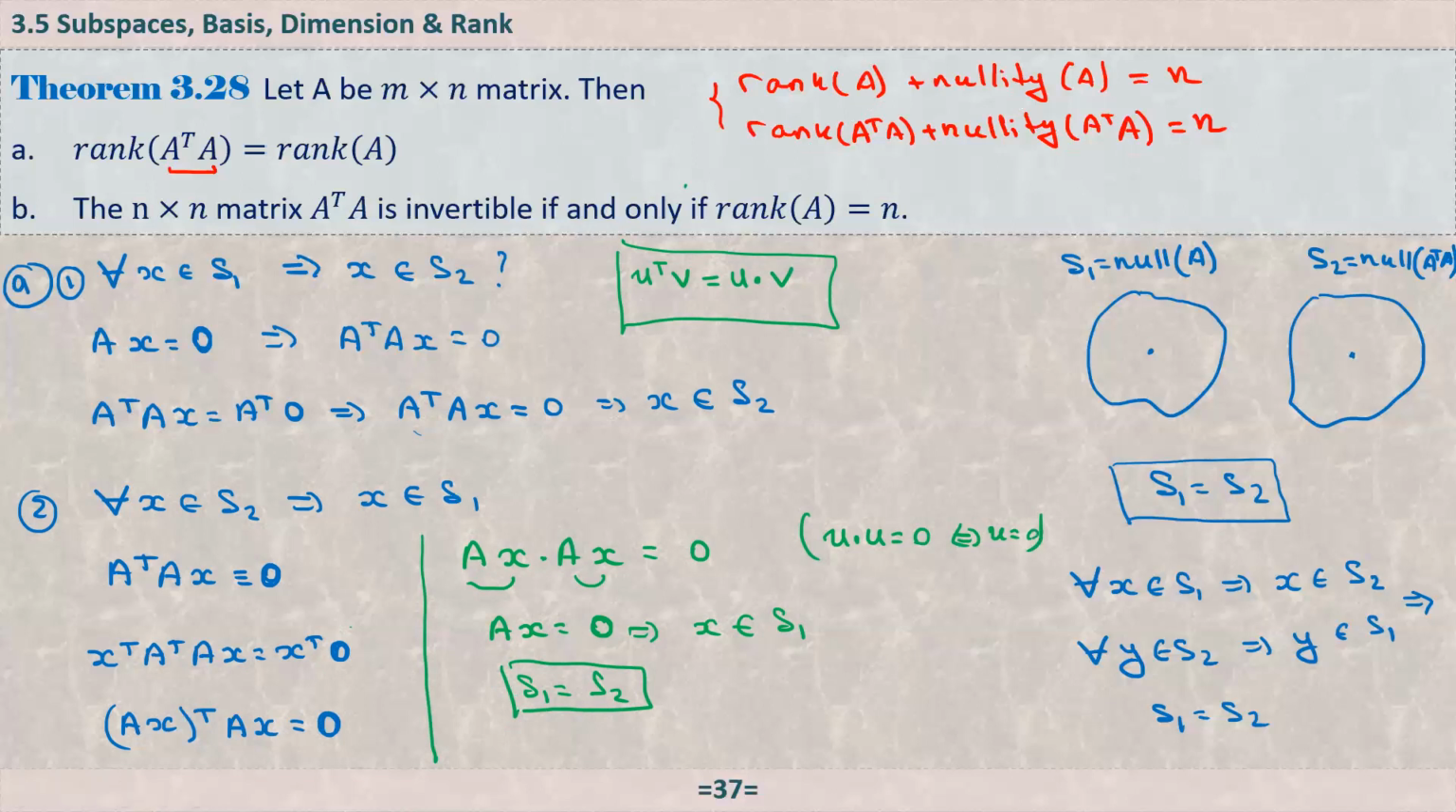How about part B? Part B: the n by n matrix A transpose A is invertible if and only if rank of A equals n. We're just using a fundamental theorem, right? We know that the n by n matrix A transpose A is invertible if and only if rank of A transpose A is equal to n. But this is actually if and only if rank of A is equal to n, right? Because if one is true, the other one is true. Otherwise, both are not true. They are actually making each other true facts.